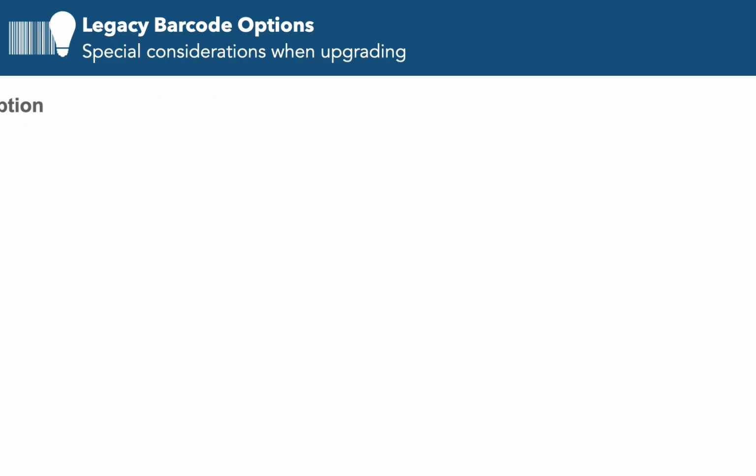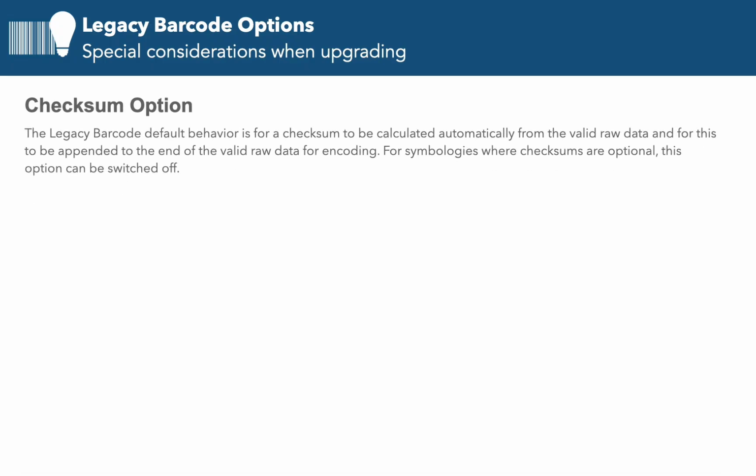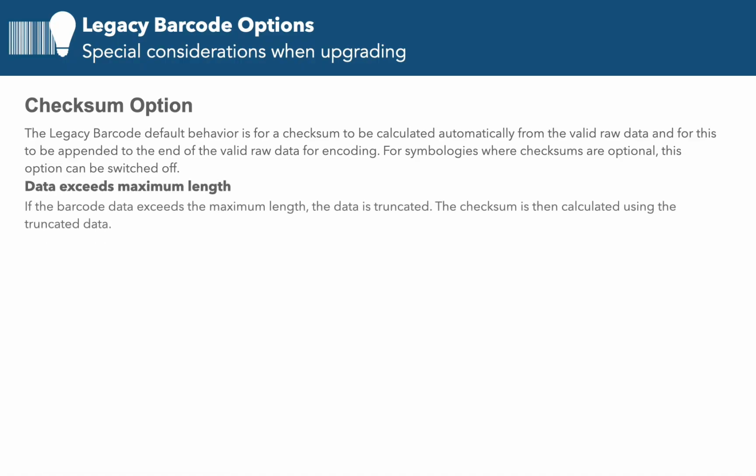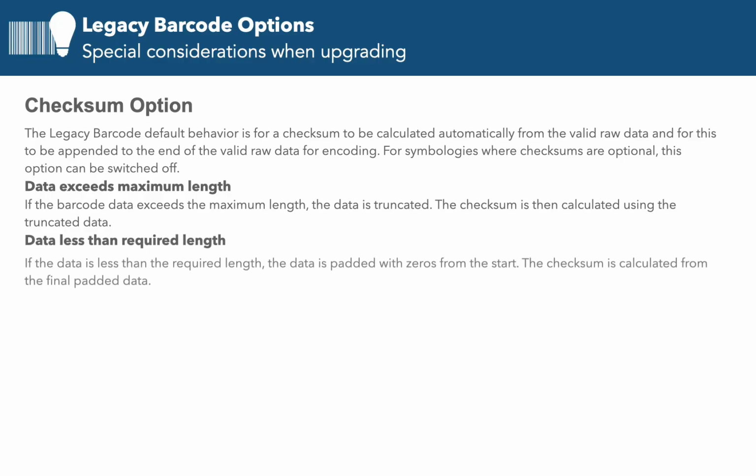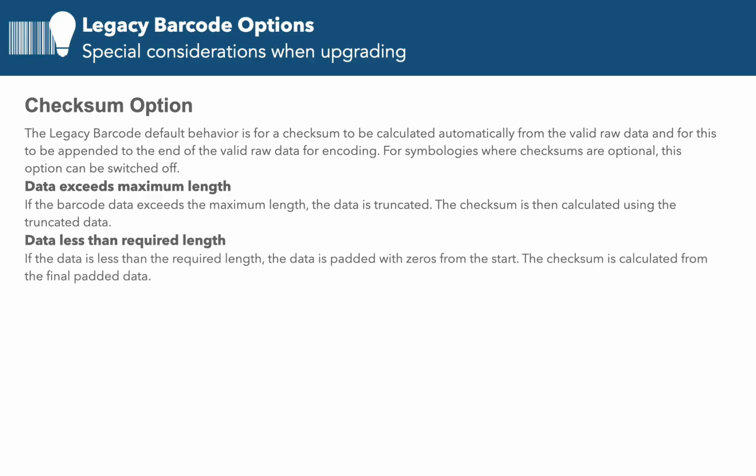The legacy barcode default behavior is for a checksum to be calculated automatically based on the symbology's check digit, and will be encoded from the valid raw data. For those symbologies where checksums are optional, this can be switched off. If the barcode data exceeds the maximum length, the data is automatically truncated, and the checksum is then calculated using the truncated data. But if the data is less than the required length, the data is padded with leading zeros, with the checksum being calculated from the final padded data.